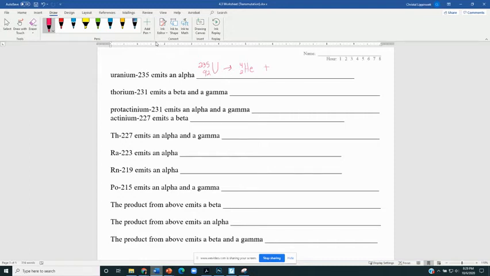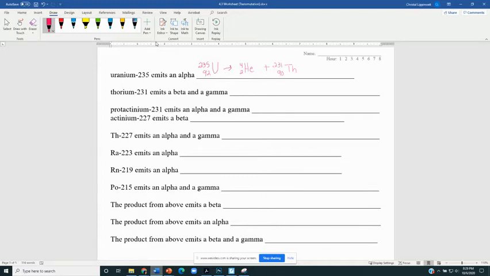And then we need to figure out what's being left behind. So here we started out with 235. Remember, we kind of think of the arrow as an equals sign. So 235 equals 4 plus what? Well, that would be 231. And then the bottom part we think of as another problem. So 92 equals 2 plus what? That would be 90. And then we find the symbol for number 90 on the periodic table, which is thorium. Okay. So this becomes our starting material for our next problem.